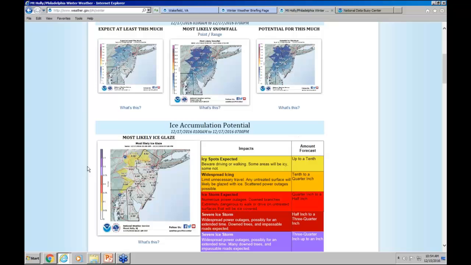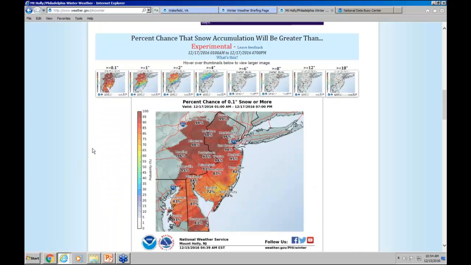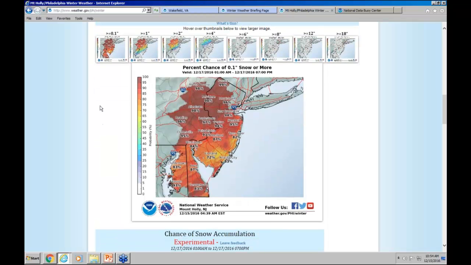So you can move down and see the probabilities of ice if you're interested in that. You can go on down to the bottom and look at the probabilities of experiencing different snow amounts. So what's the chance that I'm going to see at least something frozen falling from the sky? Well, it's pretty much a given. You can see here anywhere from 83 to 98%, maybe a little area near the coast where the probabilities drop to 72. But basically, it means there's going to be some snow, maybe mixed with some sleet, falling from the sky. That's a given.